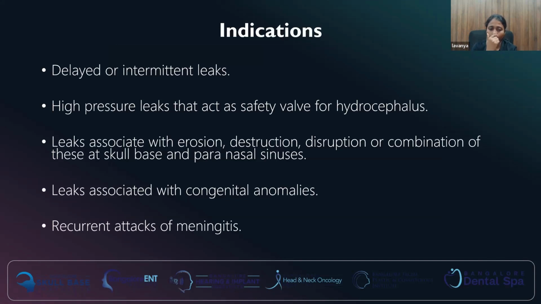So indications for surgery: any delayed or intermittent leaks, any high pressure leaks that act as a safety valve for hydrocephalus, or leaks that are associated with erosion, destruction, disruption, or a combination of these at the skull base or the paranasal sinus regions, or if there are congenital anomalies identified at this point of time, or if there are recurrent attacks of meningitis in this patient.